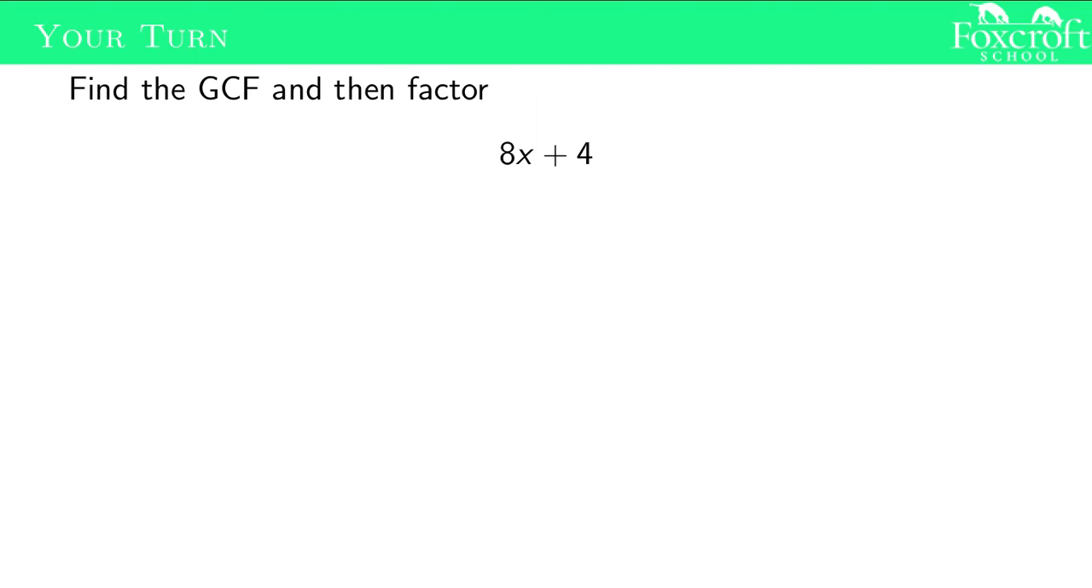So here's one to try on your own. Find the GCF and then factor 8x plus 4. And here's the final answer. So the GCF you end up finding is 4 because it divides 8 and 4. So you're pulling that 4 out of both these terms.